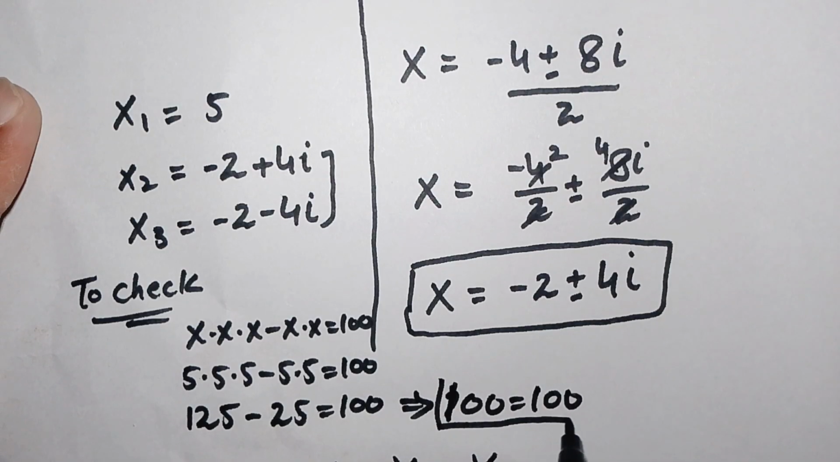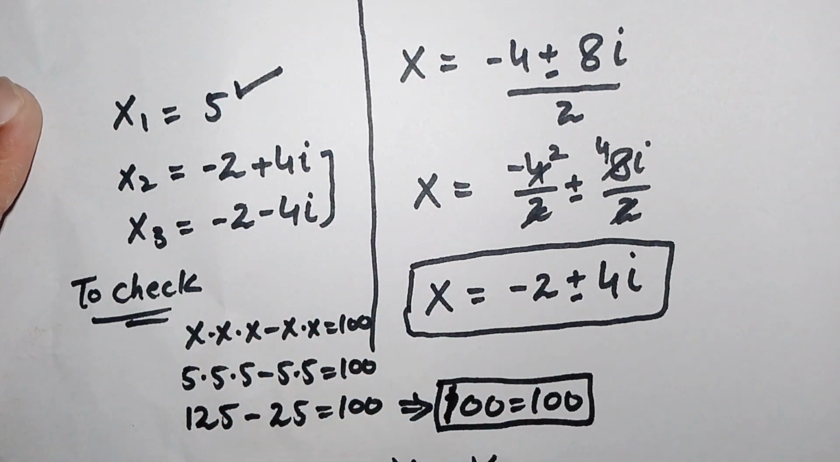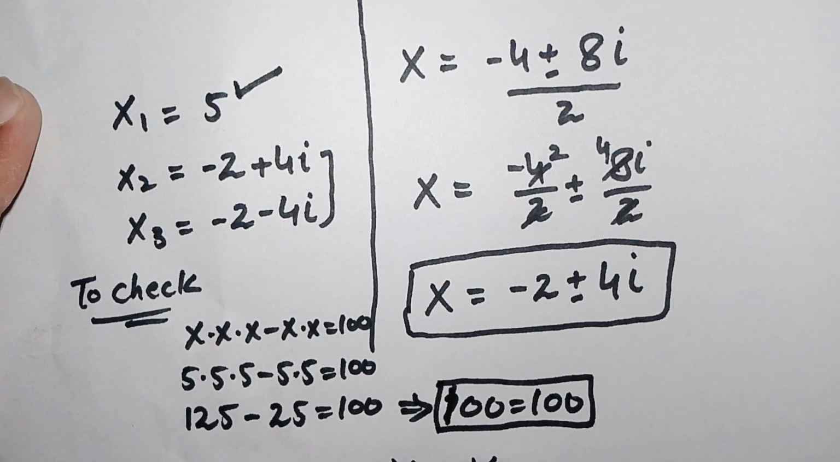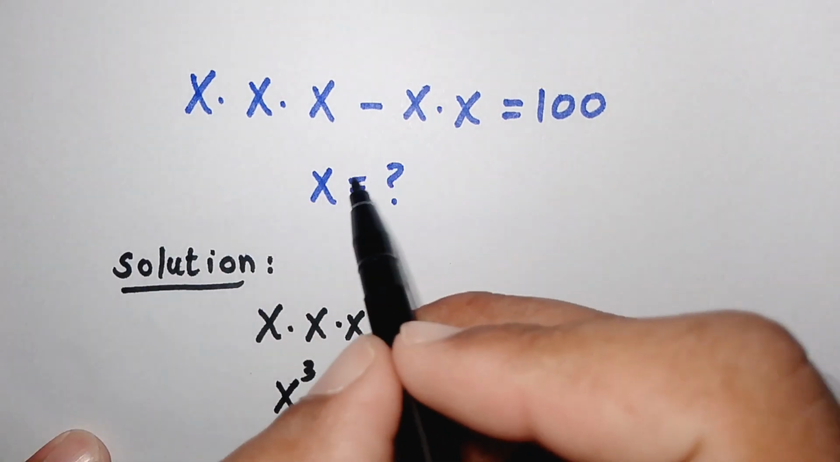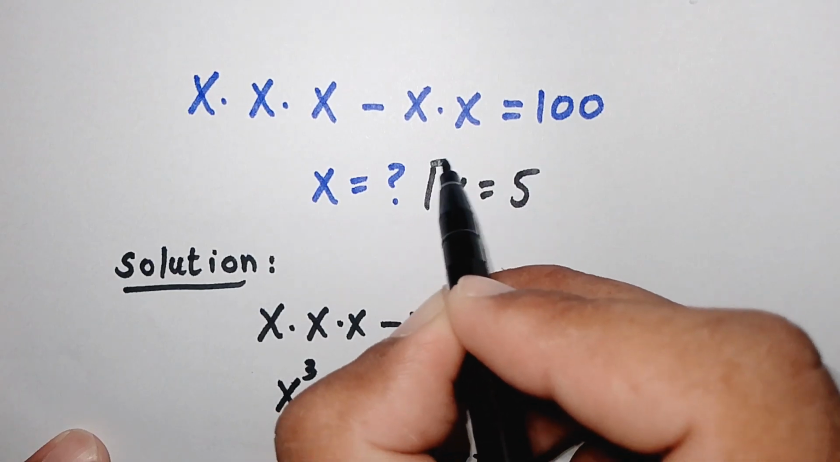So this shows that the left hand side and the right hand side are equal, so the value of x, that is equal to 5, is the correct answer of this interesting question. So here x is equal to 5. This is the answer of this question.